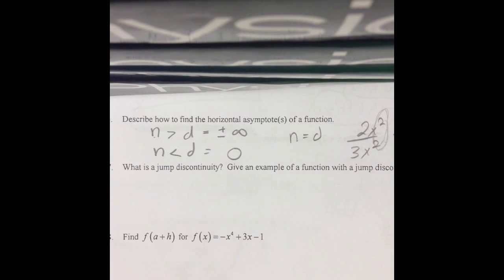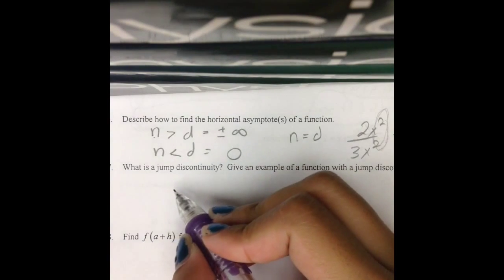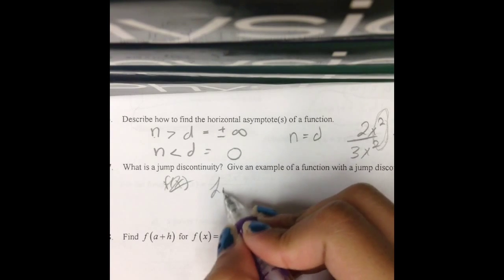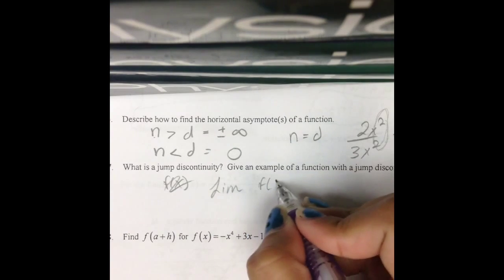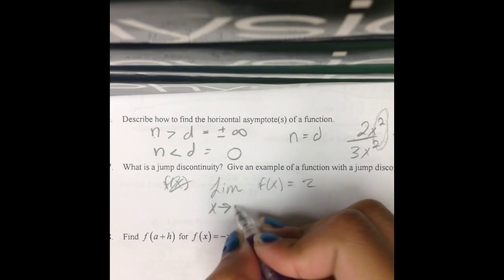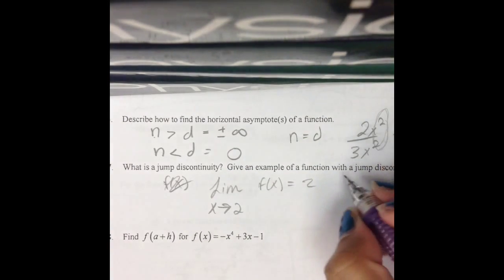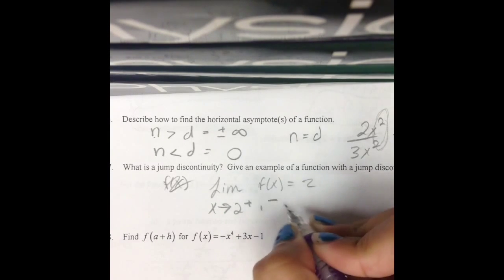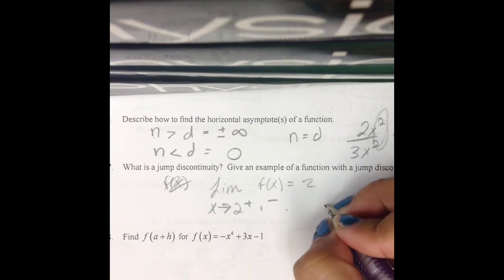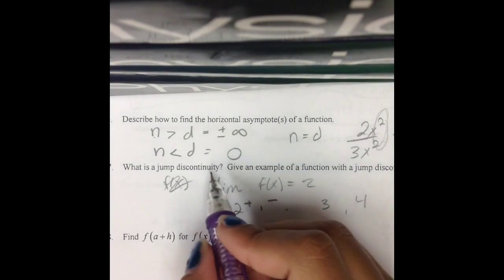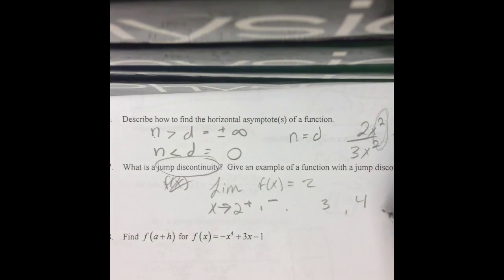What is a jump discontinuity? A jump is when a function doesn't approach the same limit from both sides. So you have f of x, the limit of f of x equals something when x goes towards 2. They have to be approaching the same value from the right side and the left side. If they're not, say the right side is going towards 3 and the left side is going towards 4, that would be a jump discontinuity and it would not be continuous.